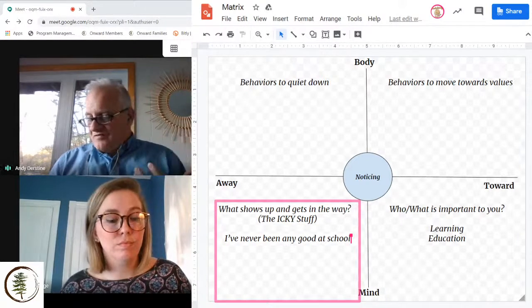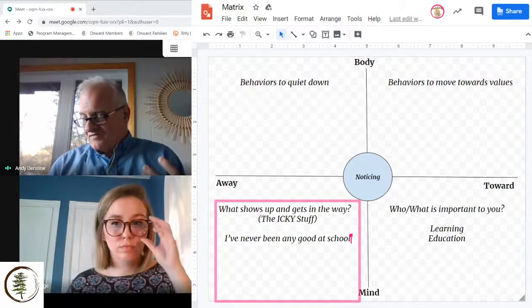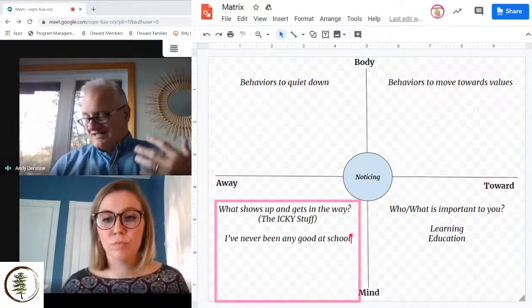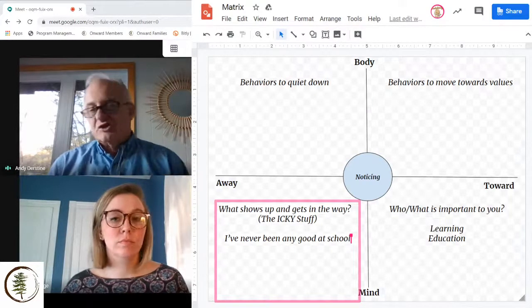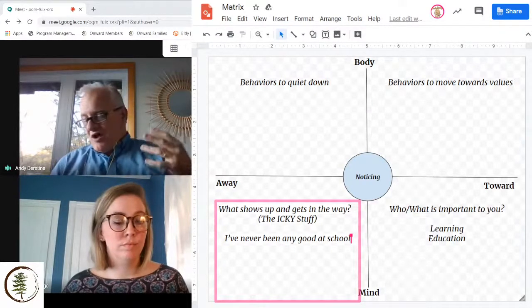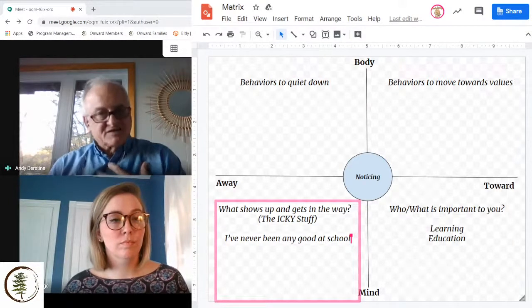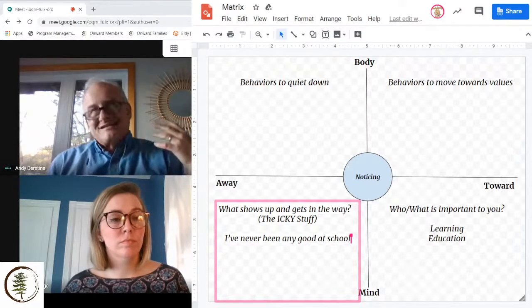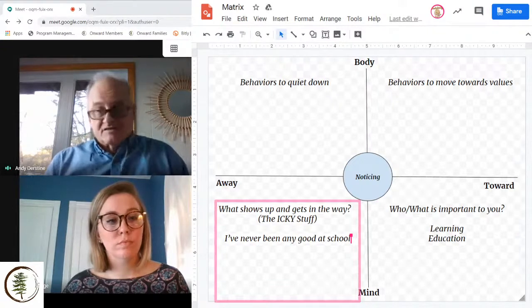And then the self as context, using language to define ourselves. And in this case, it's negative language, and it's absolute. I've never been any good. So helping them to language that, and to think of themselves, again, not by the way they define themselves with words, but in a sense, open themselves up to possibilities. Could maybe give this a try.